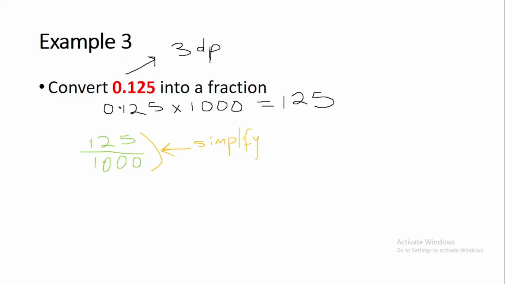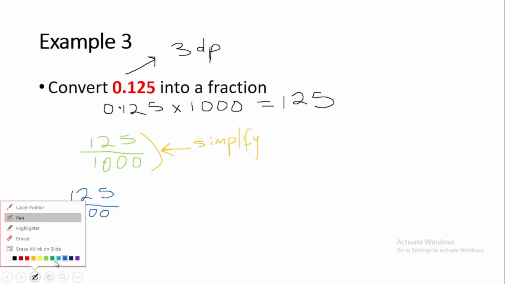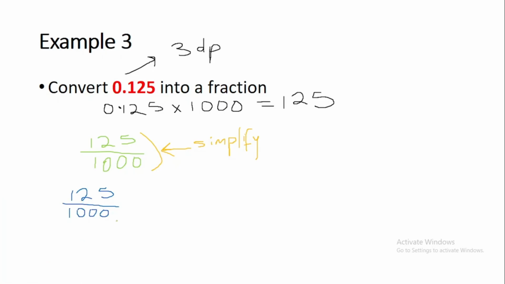Alright, and by simplifying, we just find the number that can divide both the top and the bottom without leaving a remainder. So let's write it below right there. It's going to be 125 over 1000. You can always simplify using the smallest number if you want to, but looking at this right here, I'm just going to divide both the top and the bottom by 25, because 125 divided by 25 is going to be equal to 5. So I'm going to divide both the top and the bottom by 25 in order to simplify.